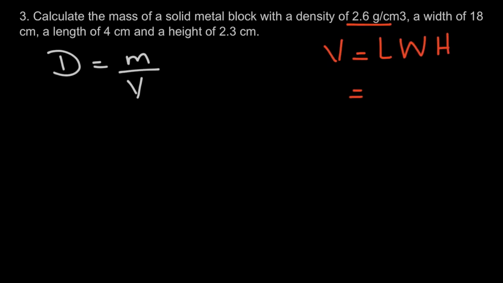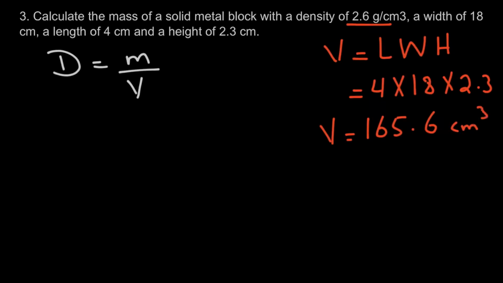So it will equal length 4 centimeters times width 18 centimeters times height 2.3. So the volume would be 4 times 18 times 2.3. The answer would be 165.6 centimeters cubed. However, we need to round it. We need 3 significant figures, and we just look at this 6, which means that we need to round up the 5. So V would equal 166 centimeters cubed.